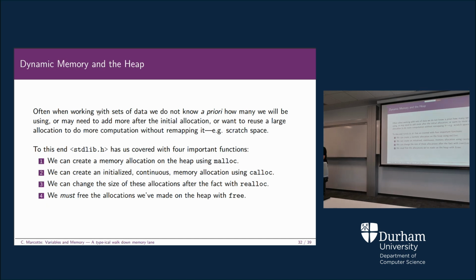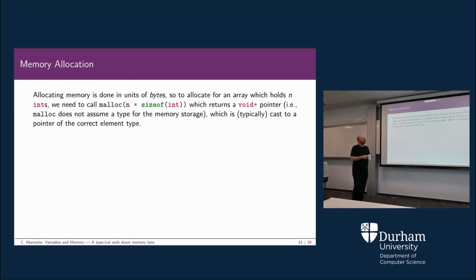If you recall from earlier, stack allocations are handled by the compiler and the operating system. Heap allocations are not. They are the programmer's responsibility. If you use it, you have to unuse it. Now, allocating memory is done in units of bytes. So to allocate an array which holds n ints, we need to call malloc with n times the size of int. So it's the size of an integer type in bytes multiplied by n. This returns a void pointer. That is, malloc does not assume a type for the memory storage, which is typically then cast to the pointer of the correct element type.